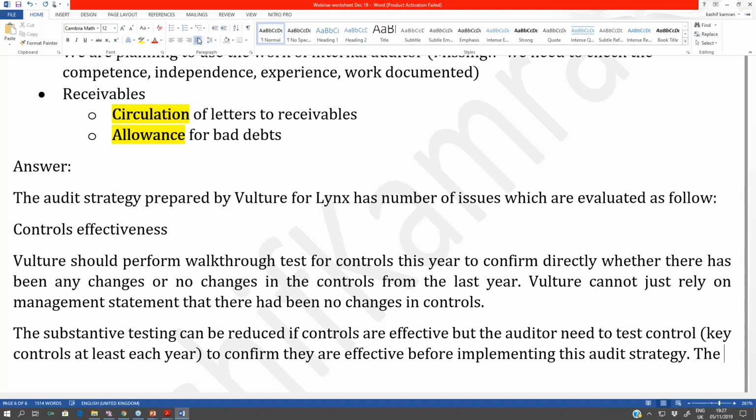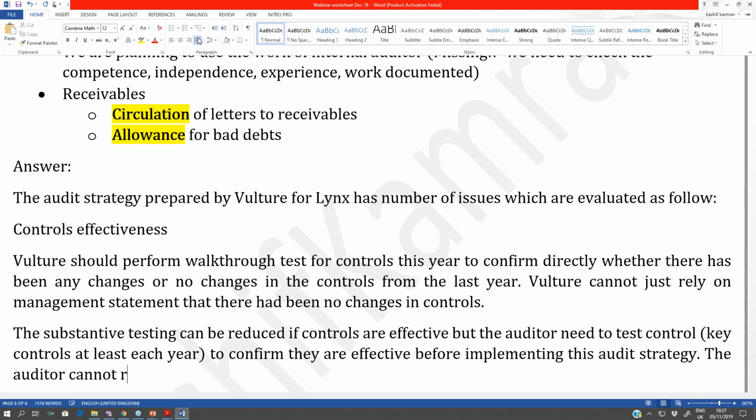The auditor cannot rely on the last year conclusion. Your last year conclusion was controls are effective. And based upon the last year conclusion that the controls are effective, you are saying that the substantive procedures should reduce down. Should you not test controls each year? At least the key controls, not every control. At least the key controls should be tested every year so that you have an idea whether they're operating effectively or not. Or can we just rely on the conclusion of the last year?